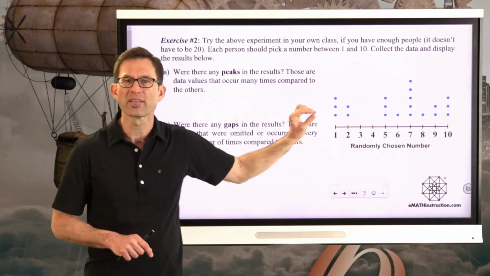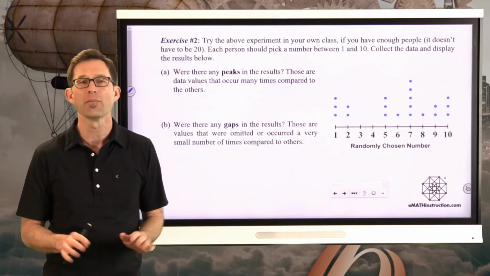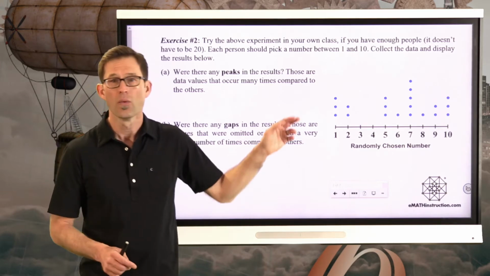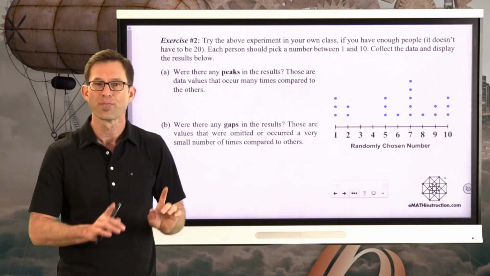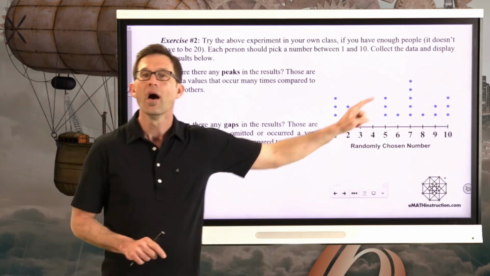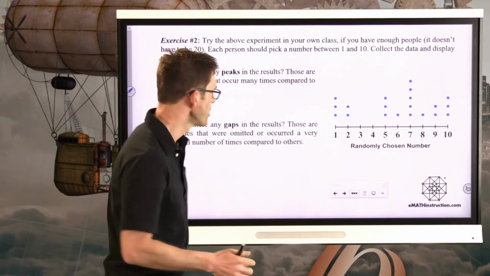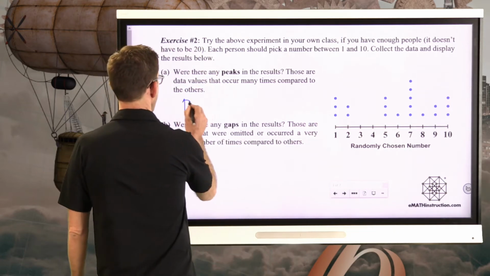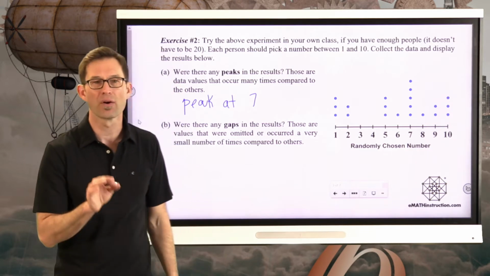We're kind of expecting 2 on each one, right? If they all got the same, if it was a uniform distribution, we'd have 2 1s, 2 2s, 2 3s, 2 4s, what we talked about in the last lesson, right? Or in the last exercise, sorry. For us though, 7 got 5 of them. So there's a peak at 7. So peaks are just simply data values that occur many times compared to the others.